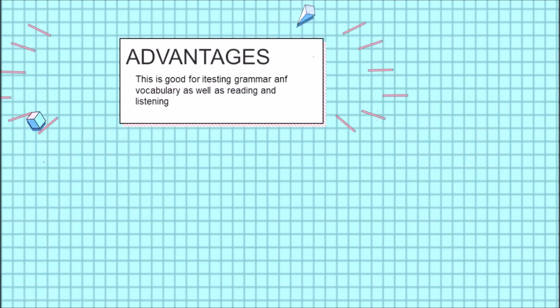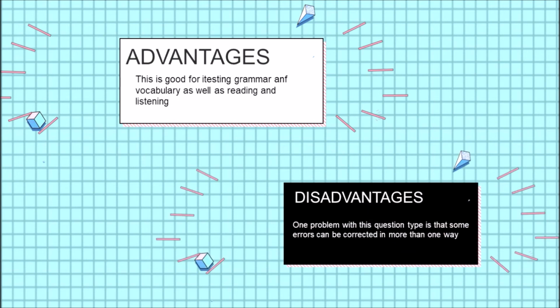The advantages. This is good for testing grammar and vocabulary as well as reading and listening. Disadvantages. One problem with this question type is that some errors can be corrected in more than one way.